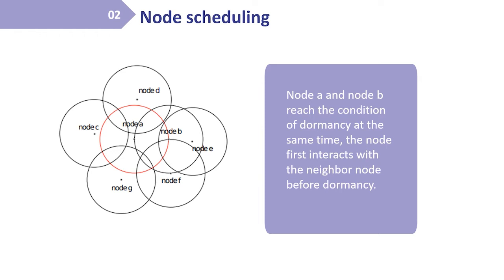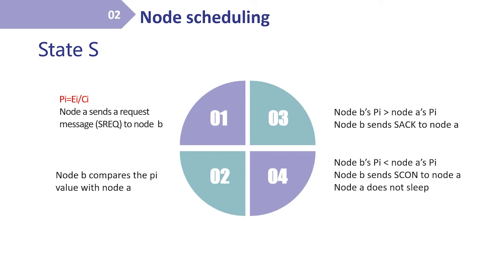Therefore, we need to judge whether the node can sleep after the information exchange of sleep priority comparison between a node that meets the sleep conditions and its neighborhood. Node A that reaches the sleep condition will send a request message to its neighbor node. The SREQ message includes the PI value of node A.